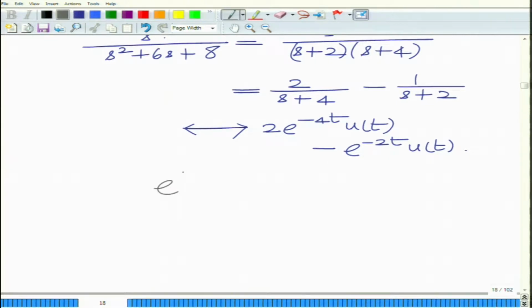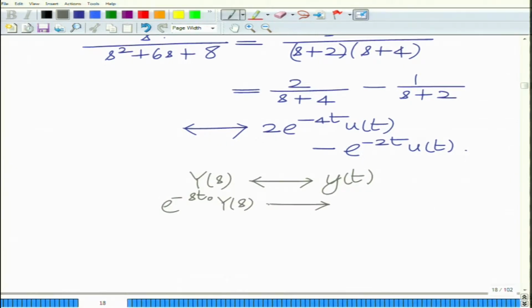But now, we remember we still have the factor e raised to minus 2s, and to take care of that, we will use the following property. Let us say we consider any signal Y(s), which has inverse Laplace transform y(t). Then e raised to minus s t naught times Y(s) has inverse Laplace transform y(t minus t naught).